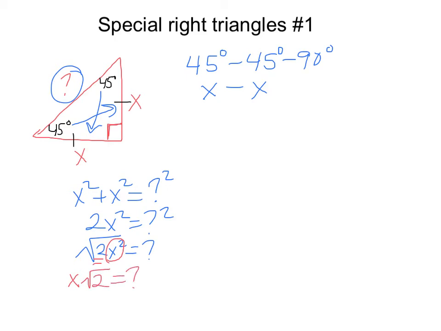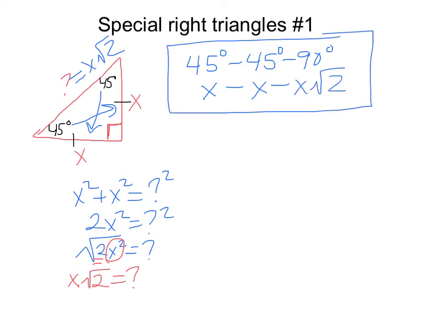So that means this side, let's see if I can erase this, at least the circle, is equal to x times the square root of 2. So this side is x times the square root of 2. So this becomes a really big deal.